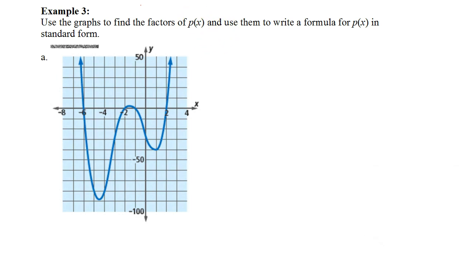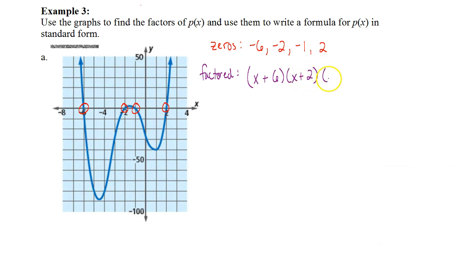So let's start there. The zeros, again, are the x-intercepts. So we have zeros of negative 6, negative 2, negative 1, and positive 2. So next, we want to put it in factored form. In factored form, we're going to use the factor theorem. So x minus negative 6 becomes x plus 6. X minus negative 2 becomes x plus 2. Then x minus negative 1 becomes x plus 1. And then finally, we would have x minus 2.